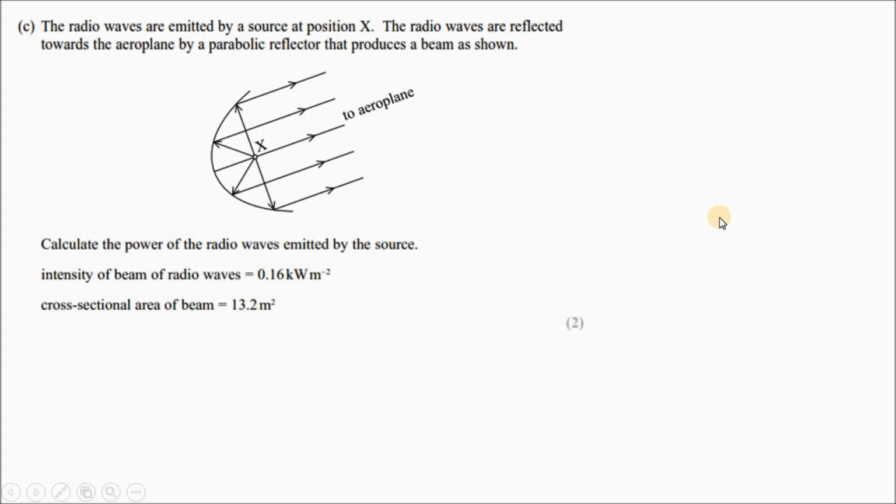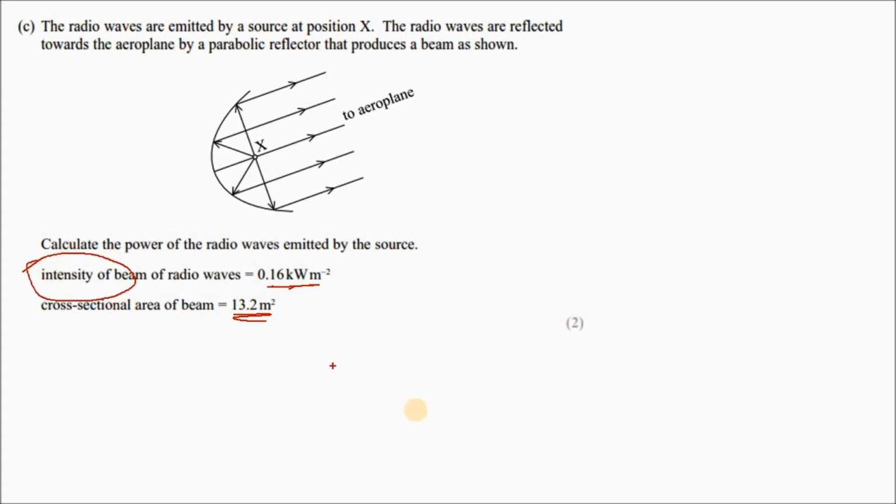The radio waves are emitted by a source at point X. The radio waves are reflected towards the airplane by a parabolic reflector that produces a beam as shown. Okay, this is a reflector X. Calculate the power of radio waves emitted by the source. Intensity of the beam of radio waves is this, and cross-sectional area is given. So a straightforward question.